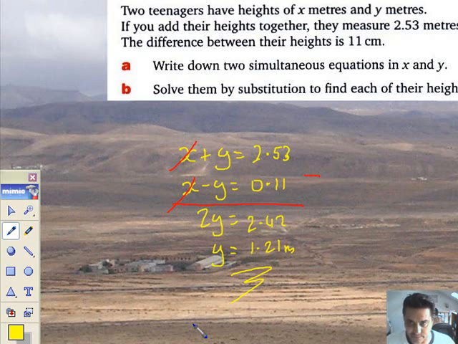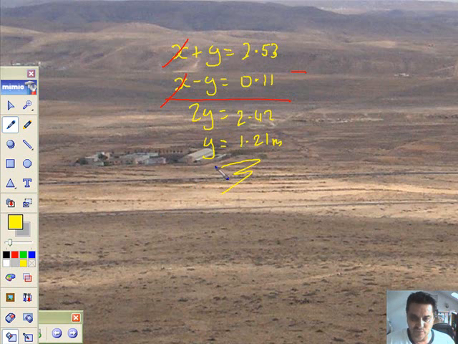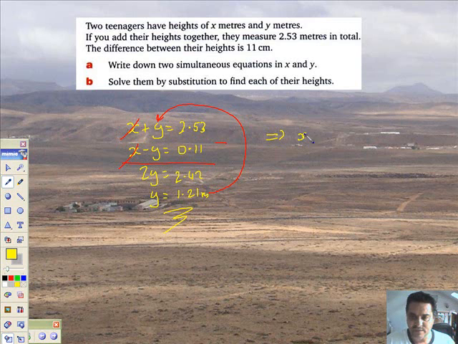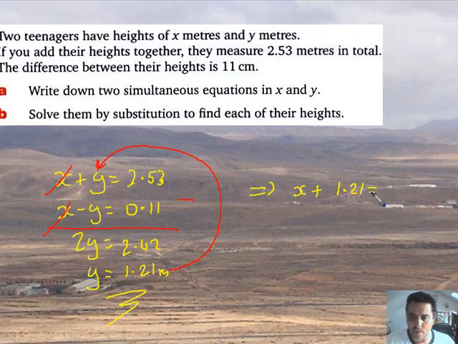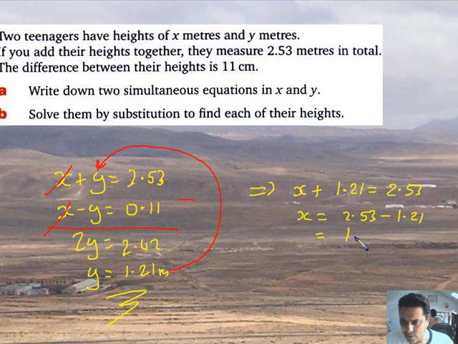Now, what about the other child? Well, I'm going to work with this equation right here. I could shove this y into here, and I will do just that. So working on the right hand side just here now, I've got x plus 1.21 comes to 2.53. So x on their own will be 2.53, subtract 1.21, and that will give me 1.32 meters. And that's my two answers. Now, if you were to work it out a different way, you might get y to be 1.32 and the x to be 1.21. Doesn't matter. But there's your two answers, and it's great.